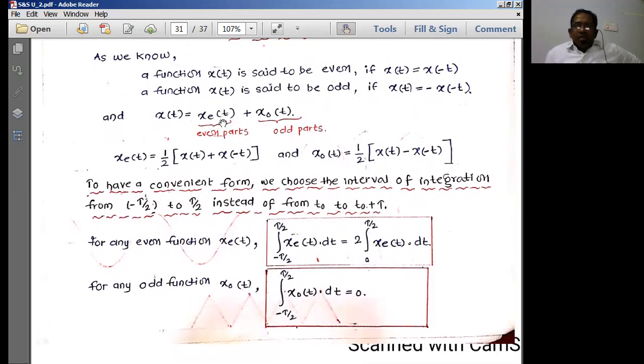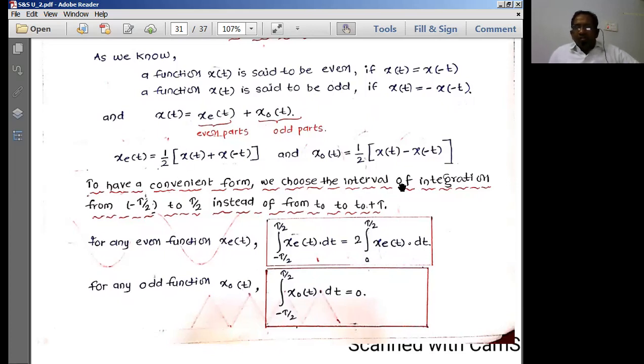Xe of t should become equal to x of t if the system is going to produce only even signals. When it becomes equal like that, that means x of minus t becomes equal to x of t. So x of t plus x of t is 2x of t, this 2 will get cancelled, and we simply get x of t. So this x of t becomes equal to xe of t, which is nothing but an even function.